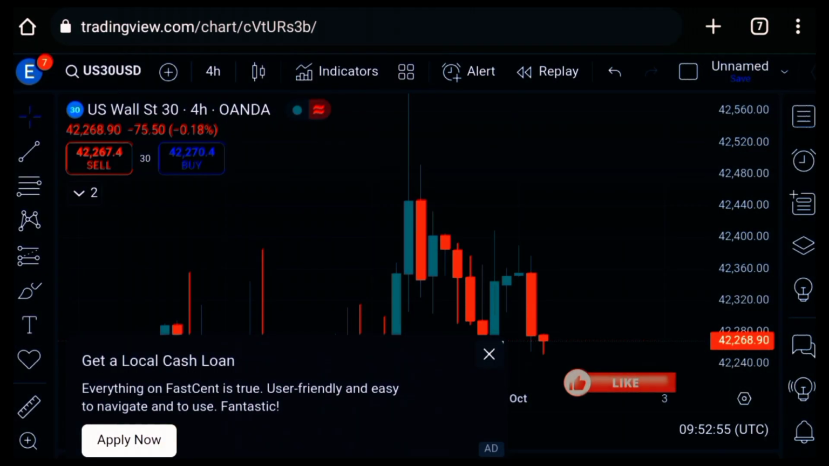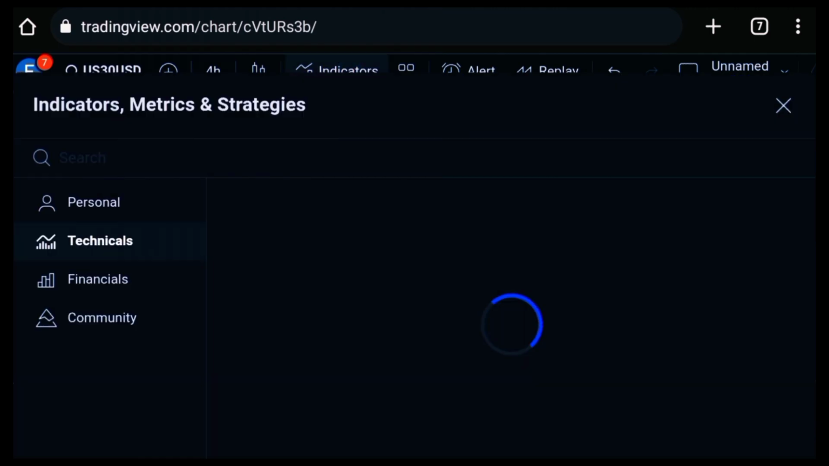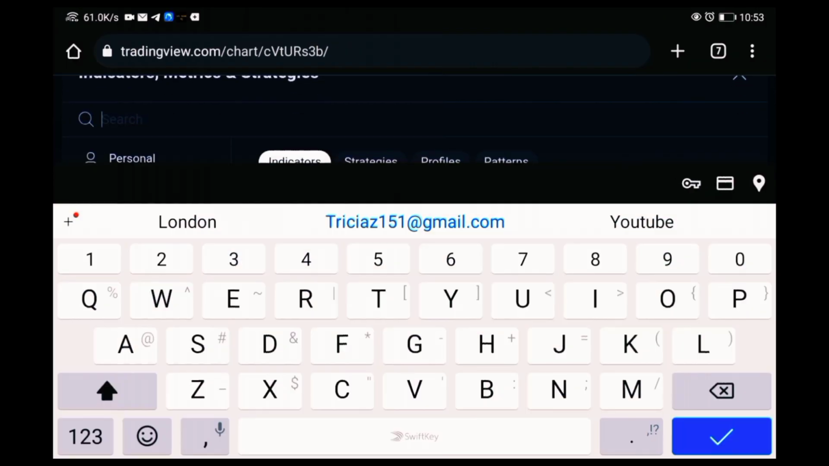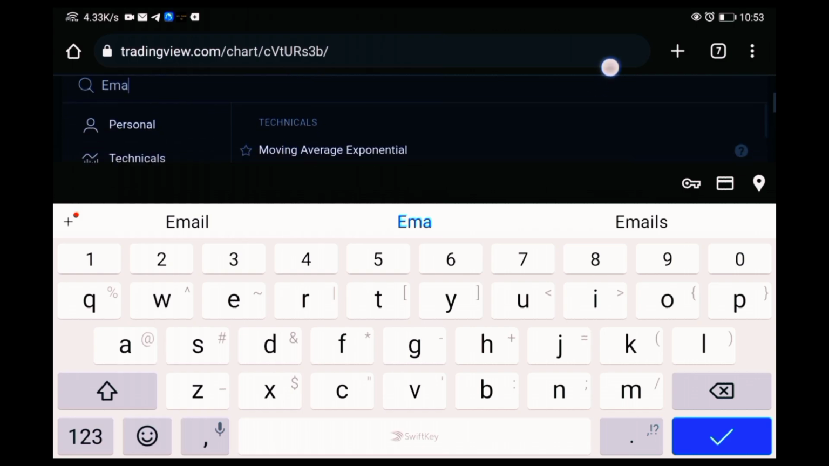Let's get to the chart. Guys, now I'm on my H4 using the US30 chart. So get your 50 EMA on your chart. You have to go to indicator. You click on indicator, and on the search bar, you type in EMA. We are using the exponential moving average.